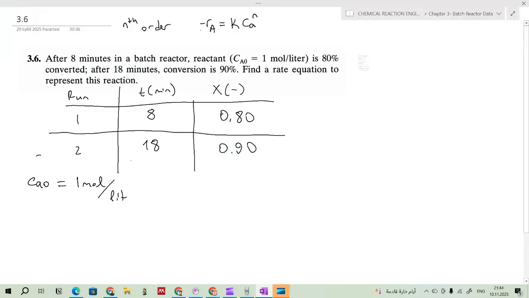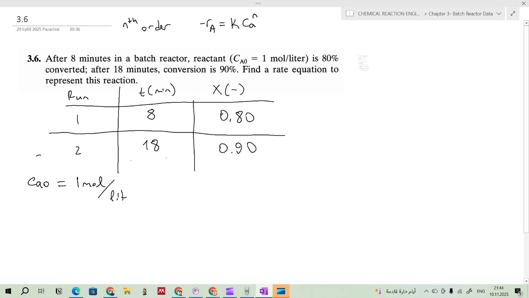In this problem, we don't know the reaction order, but we have complete information about the reactor data. So we can use the time and conversion data to calculate two unknowns, which are the reaction order, n, and also the reaction rate constant, k. So let's start solving this problem.